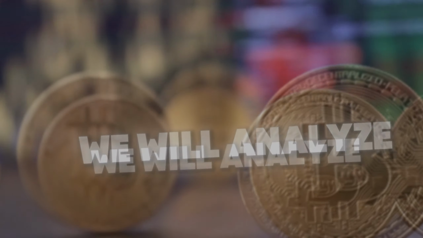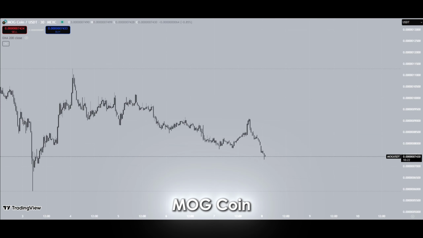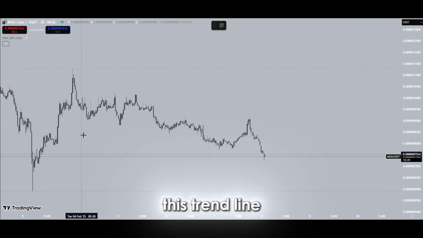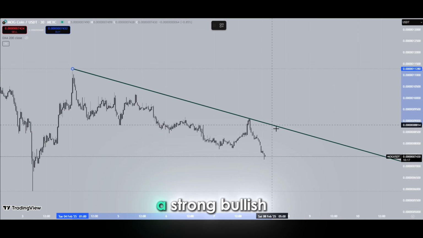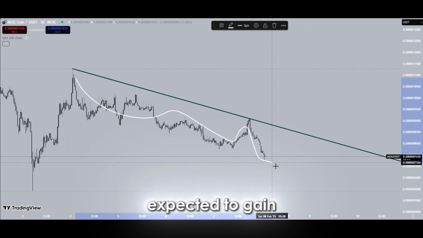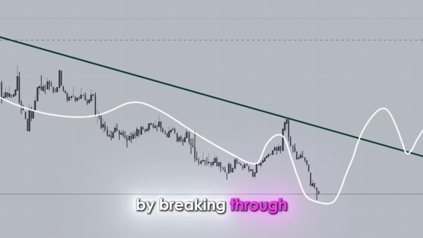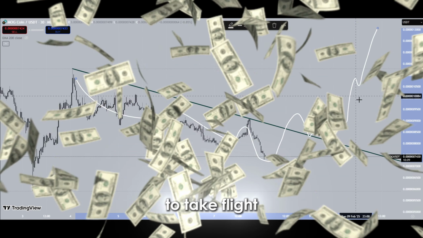In this video, we will analyze the MOG Coin, which has been preparing to attack recently. There is a clear downtrend in MOG Coin, and the price is currently below this trend line. If it manages to break this trend on volume, a strong bullish move could begin. If this breakout occurs, the price is expected to gain upward momentum by breaking through the resistance levels in front of it. If it breaks and retests, it is ready to take flight.